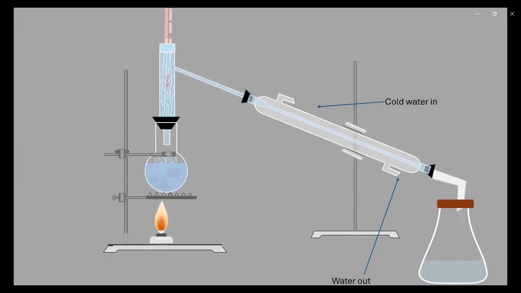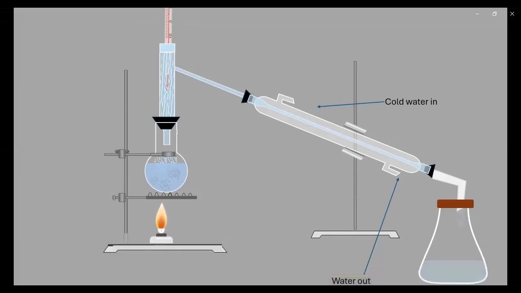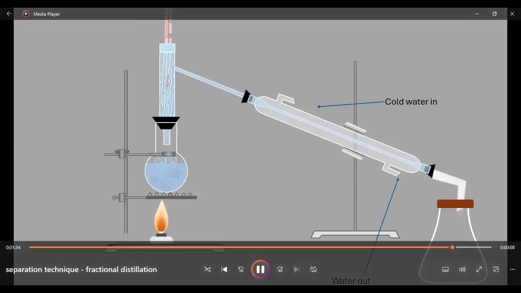We use it to separate miscible liquids that have close boiling points, while simple distillation is used to separate miscible liquids that have far apart boiling points.